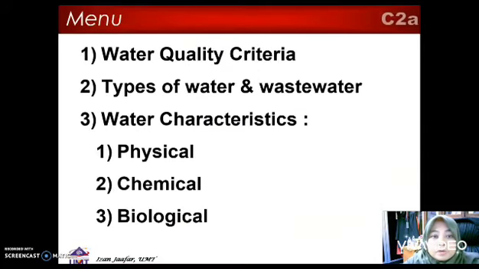So we move on to what's on the menu today. We have water quality criteria. What is actually water quality? I mentioned this so many times, just to give you a recap. Then I will also give you a brief on the types of water and wastewater, what kind of water we are going to look into in our lecture, and the types of wastewater. We just know that wastewater comes from what we have used, and then we discharge it as water that cannot be used anymore without treatment. And then, of course, the water characteristics are categorized into physical, chemical, and biological.